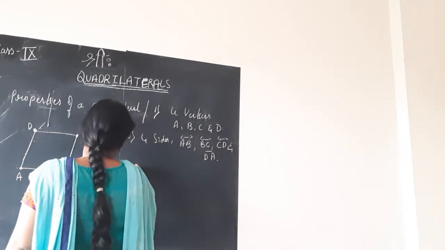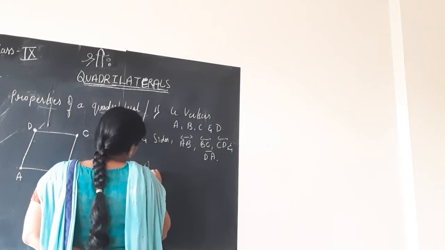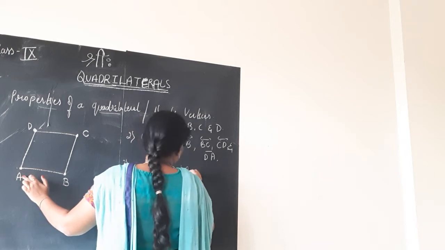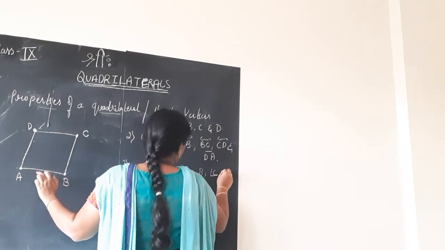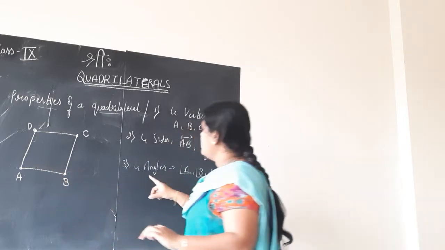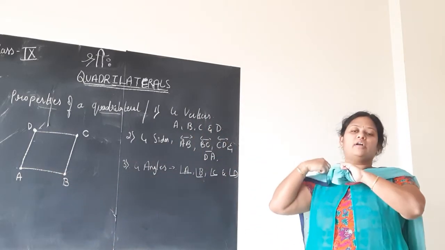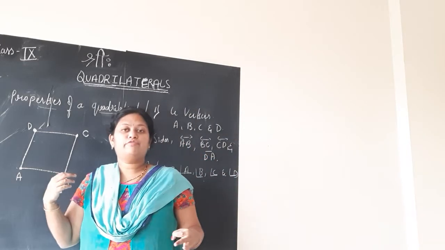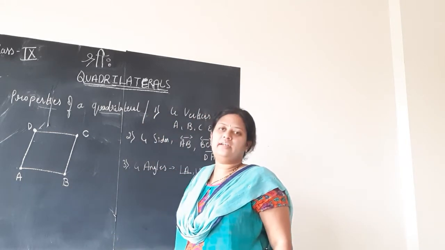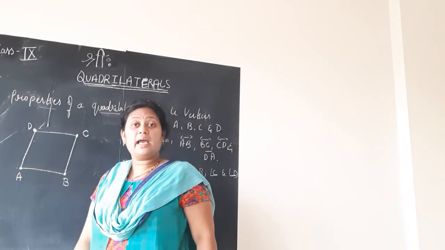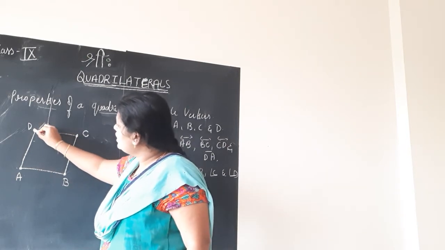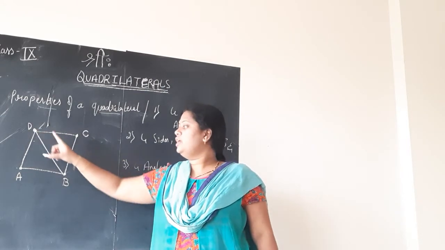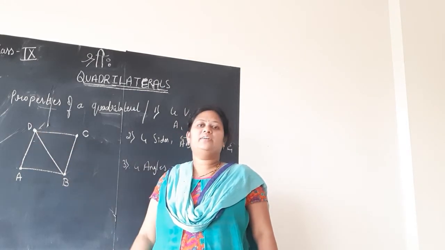And of course, when it has four vertices, it should obviously have four angles. Which are they? Angle A, angle B, angle C and angle D are the four angles of any quadrilateral you consider. It has four vertices, four sides and four angles. And now you know what a diagonal is. How do you define a diagonal? It is a line which is obtained by joining two non-adjacent vertices.